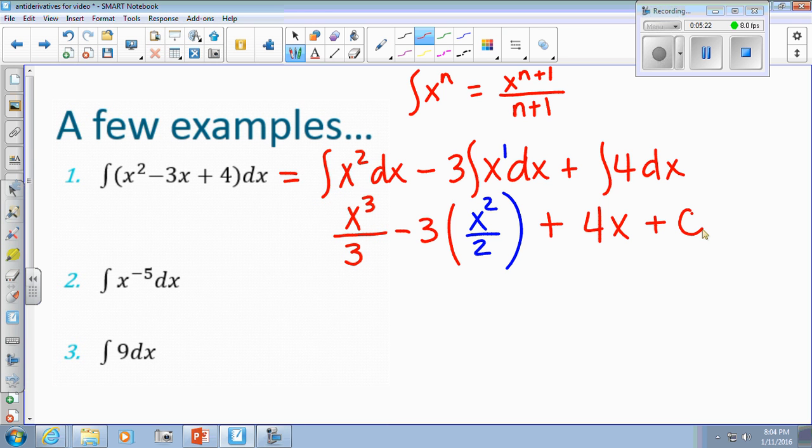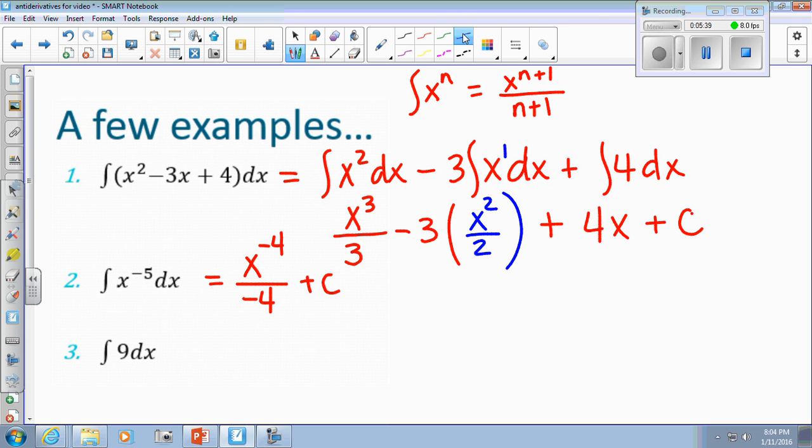Okay, now let's try number 2. Again, we've got x to a power, so we're going to use the rule that says we're going to add 1 to the power. So negative 5 plus 1 would give me x to the negative 4. And then I divide by my new power, which is negative 4, and I add the constant.